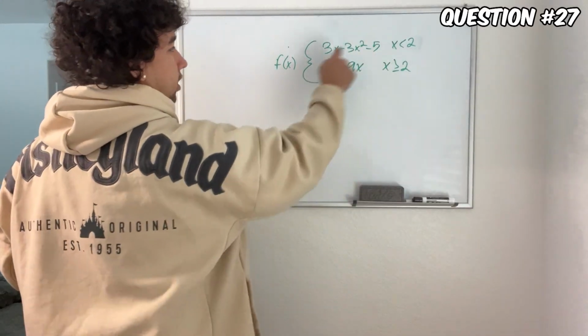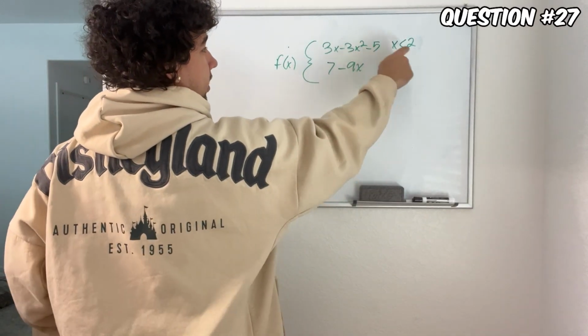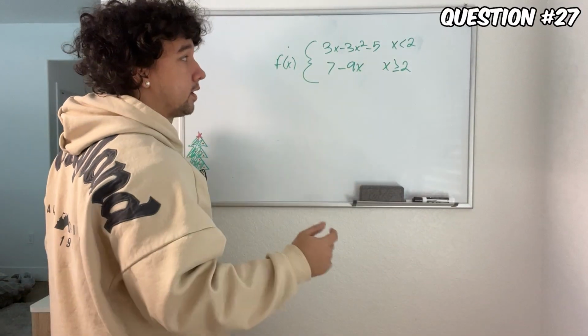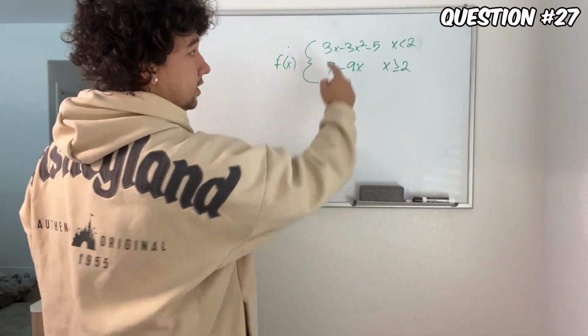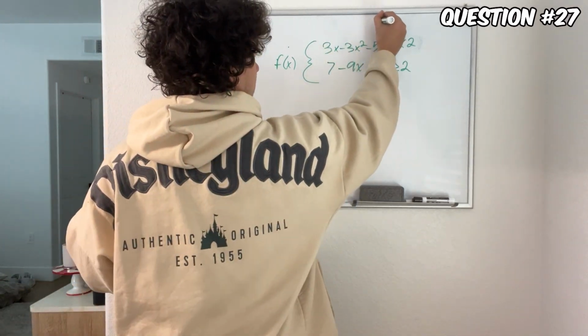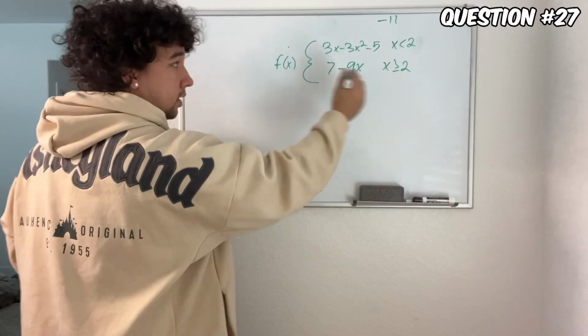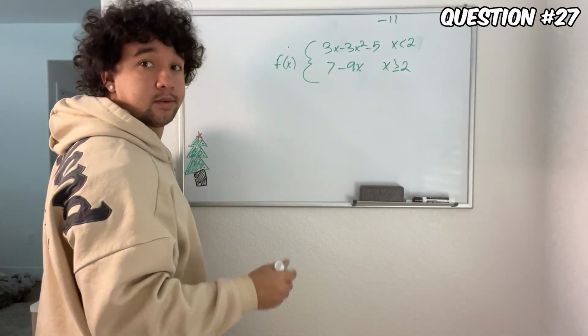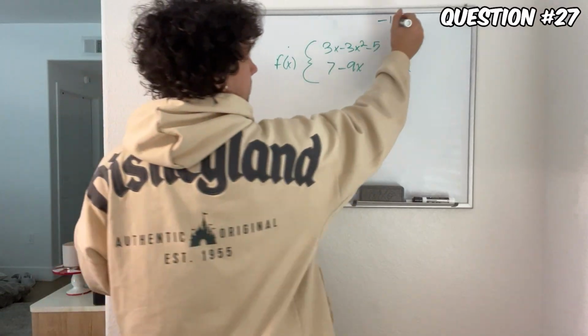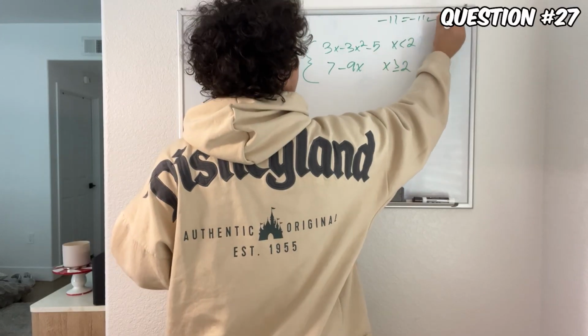Well, let's see. 3 times 2 is 6. 2 squared is 4 times negative 3 is negative 12. 6 minus 12 is negative 6. Minus 5, negative 11. Okay, I'm going to do the same thing on the bottom. Well, 7 minus 18, negative 11. So equals negative 11. It checks there.